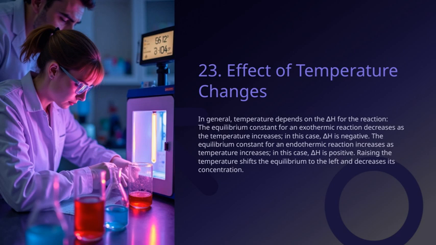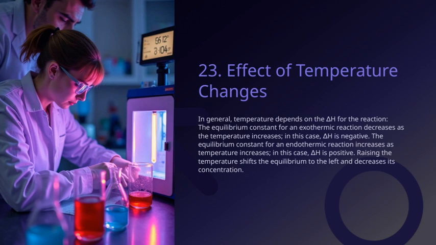Let's talk about how temperature generally affects reactions, especially in relation to the enthalpy change, or ΔH. When a reaction is exothermic, meaning it releases heat and has a negative ΔH, increasing the temperature actually causes the equilibrium constant to decrease. So, in this case, raising the temperature shifts the equilibrium to the left, favoring the reactants, and results in a lower concentration of products. On the other hand, for endothermic reactions where ΔH is positive, increasing the temperature has the opposite effect. It causes the equilibrium constant to increase, shifting the equilibrium to the right and producing more products.